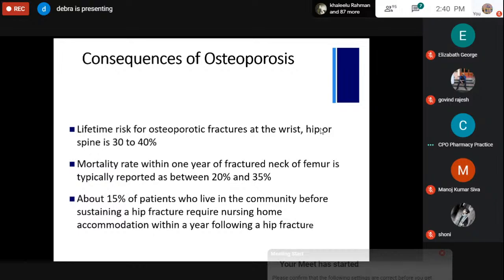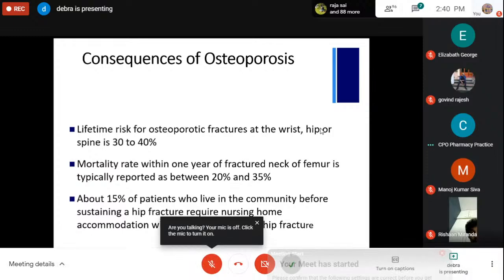15% of patients who live in the community before sustaining a hip fracture, in our Australian context, then require nursing home accommodation because of the morbidity that I refer to. They can then no longer care for themselves independently.